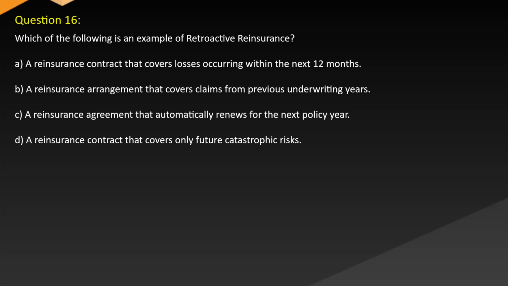Question 16. Which of the following is an example of retroactive reinsurance? A. A reinsurance contract that covers losses occurring within the next 12 months. B. A reinsurance arrangement that covers claims from previous underwriting years. C. A reinsurance agreement that automatically renews for the next policy year. D. A reinsurance contract that covers only future catastrophic risks.